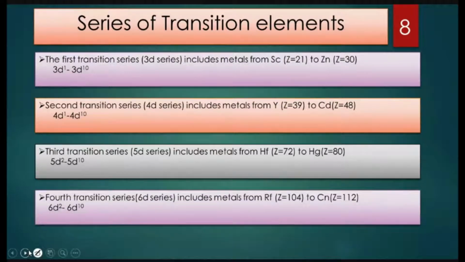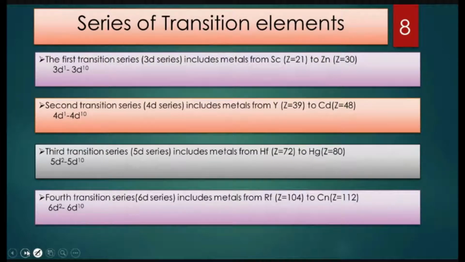The last one is the fourth transition series, which is also known as the 6d transition series of elements. This series includes the elements from rutherfordium to copernicium. Here the 6d orbital is progressively filled. So the d block has 4 transition series of elements. They are the first, second, third and fourth transition series.